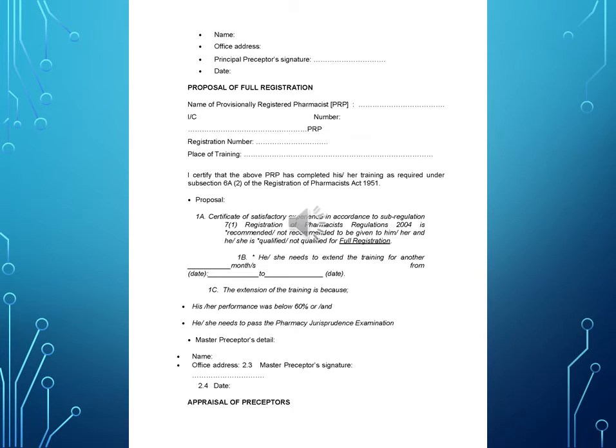2. Date. The extension of the training is because his/her performance was below 60% and he/she needs to pass the pharmacy jurisprudence examination. Master Preceptor's details. Name. Office address. Master Preceptor's signature. Date.